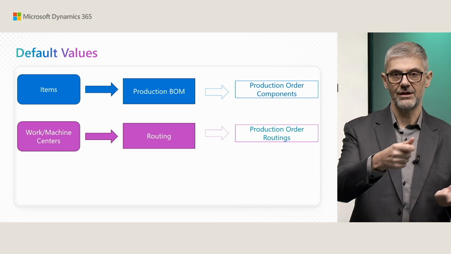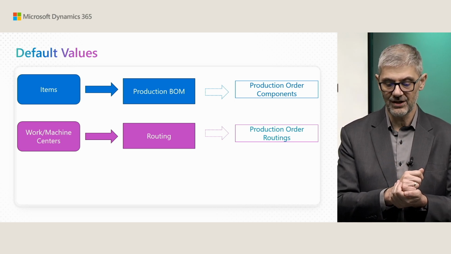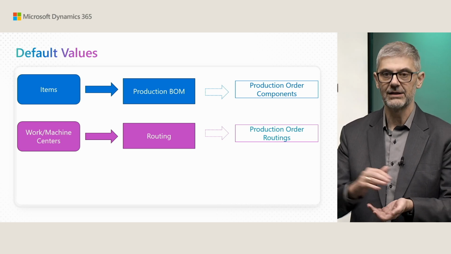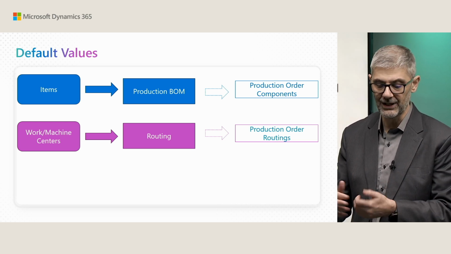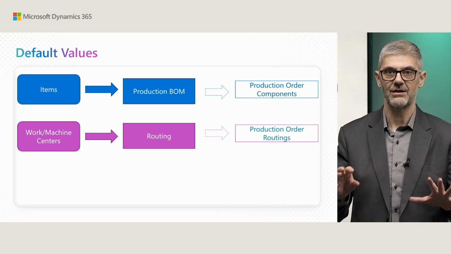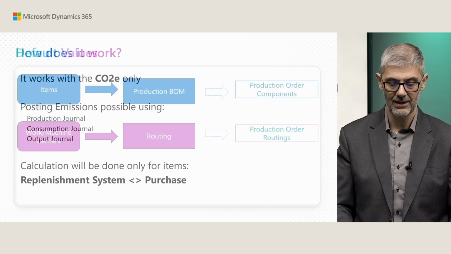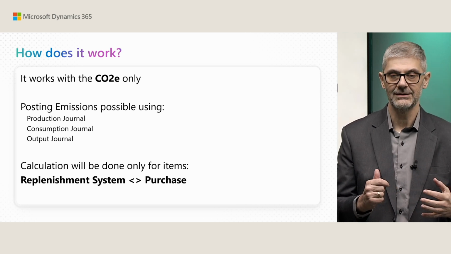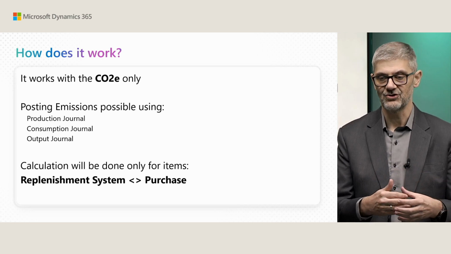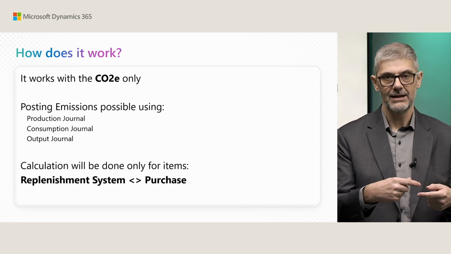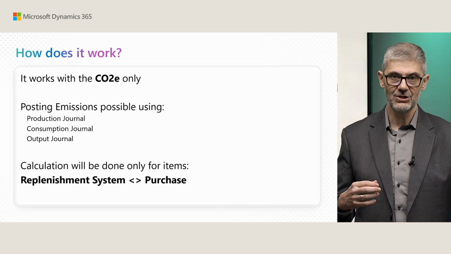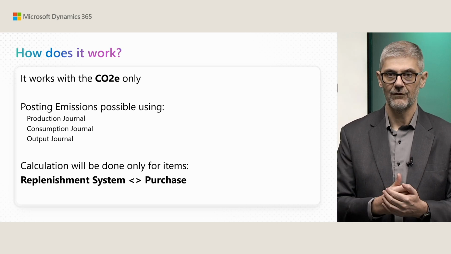And the same applies for work and machine centers with routing. When we create a routing, the system will collect emissions from the work or machine center, and then when we create a production order, the system will collect all this information from the routing to the production order routings. So this is how the system is working with default values. Now, what is important to know, it works only with carbon equivalent. So whatever you enter in your purchase document, the system will automatically in the background calculate to carbon equivalent based on your emissions and emission fee configuration.